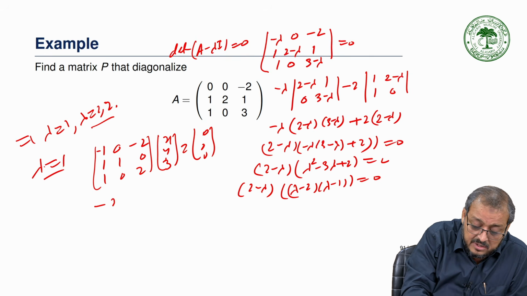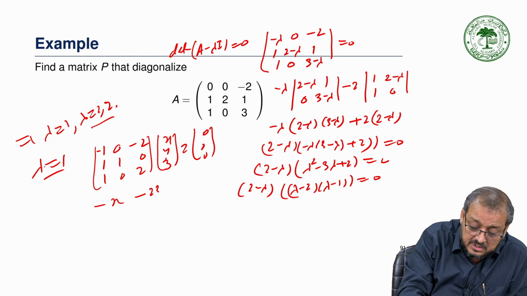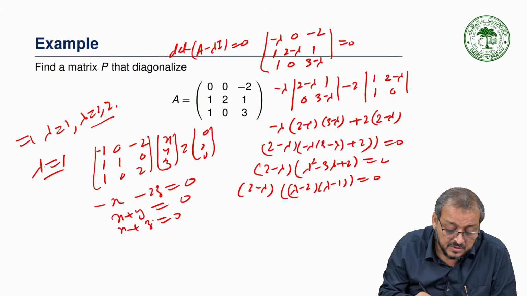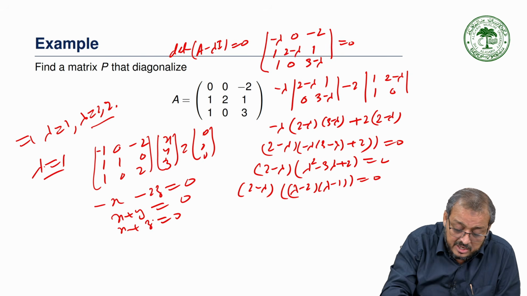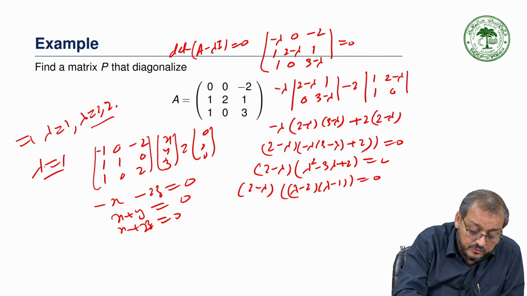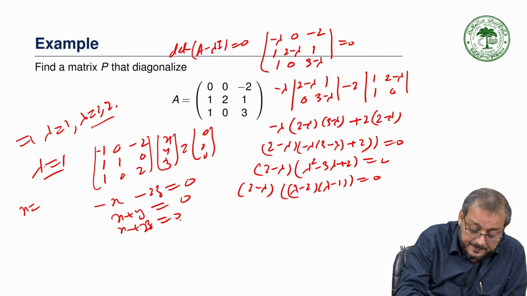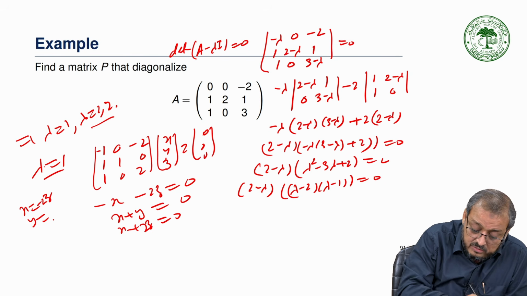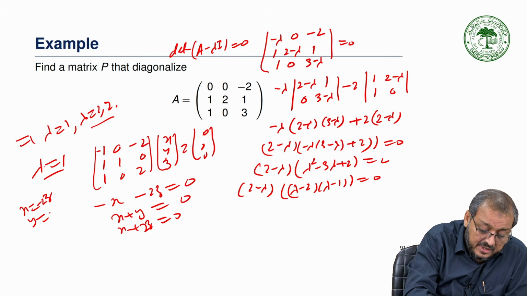So this can be written as a minus x minus twice z is equal to 0, a x plus y is equal to 0, and a x plus z is equal to 0. So this means we can say that x plus 2z is equal to 0. So clearly x is equal to minus 2z, and y is equal to minus x.